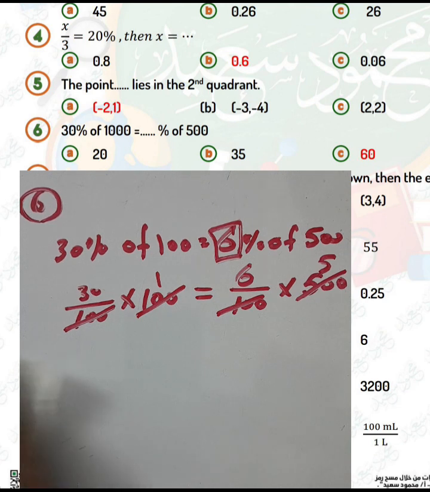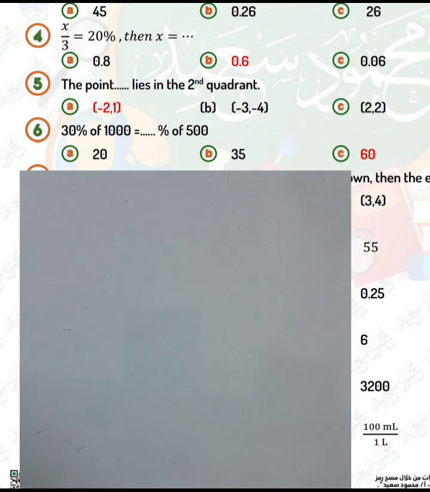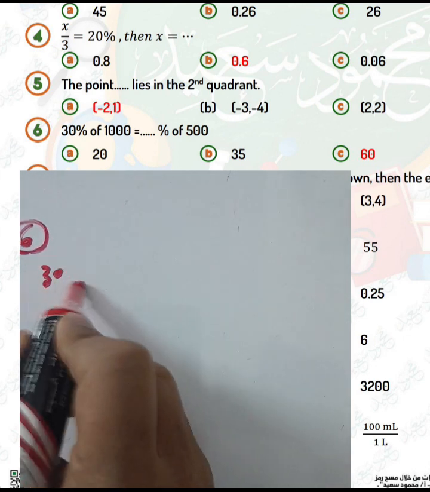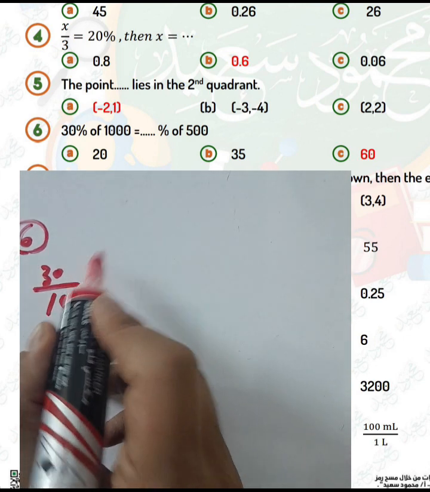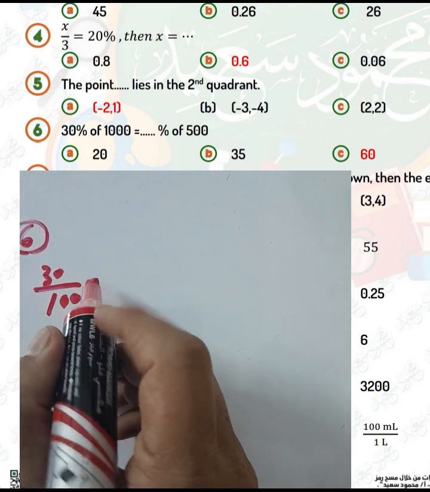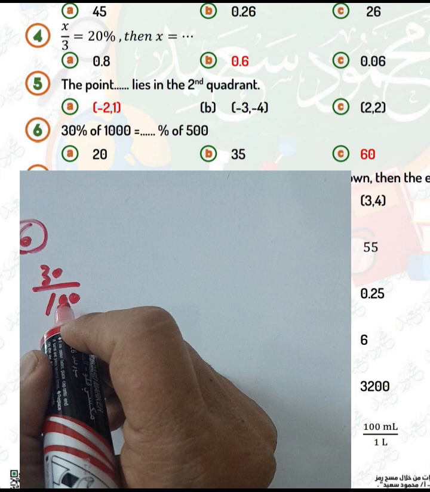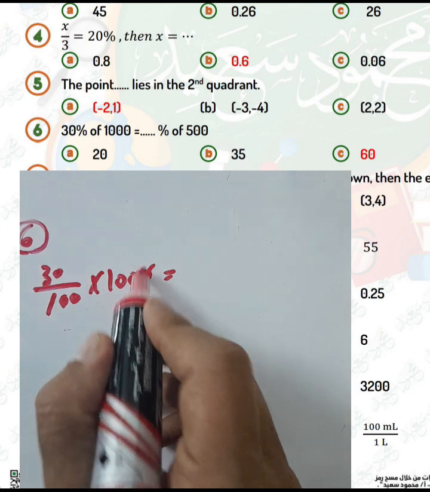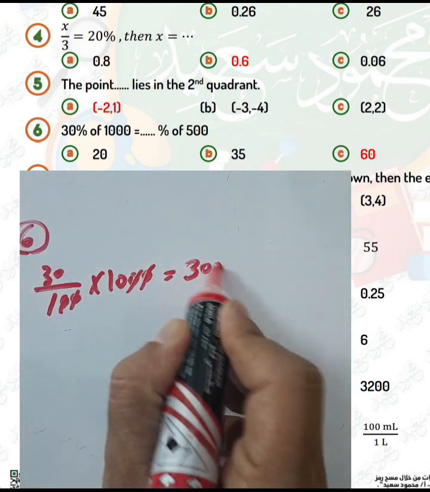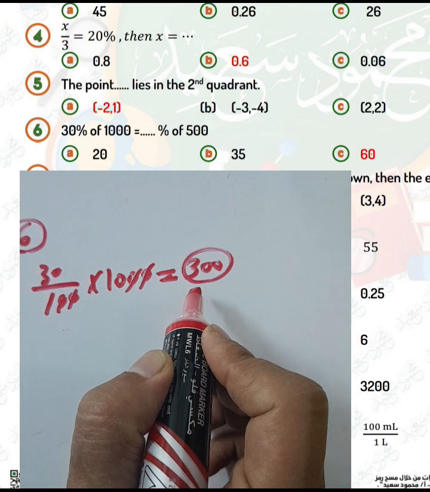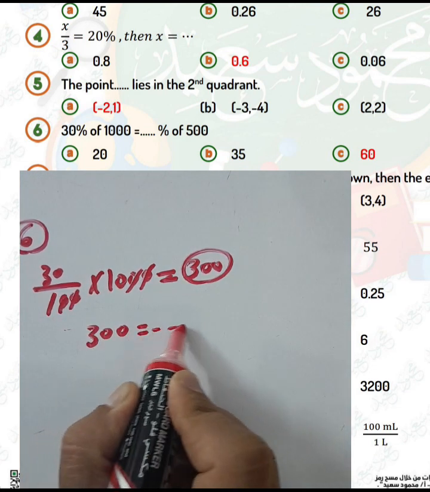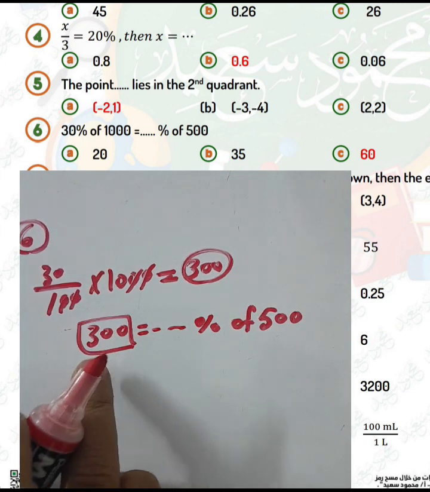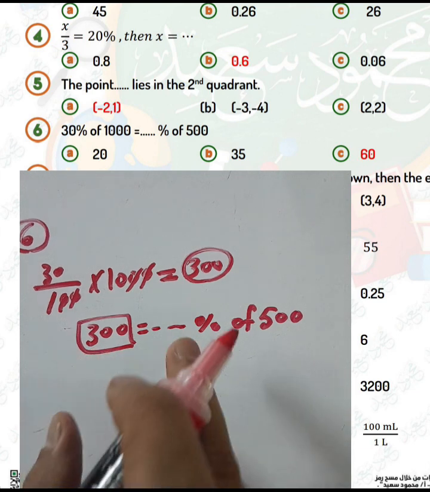You can solve by this method, or you can find the result of the first number first. It's not 100, it's 1000, so the result will be 60, not 6. 30% of 1000 is 30 over 100 times 1000; cancel the double zeros and 30 times 10 equals 300. So 300 equals blank percent of 500. In the first step, we found the result on the left-hand side, 300 equals blank percent of 500.